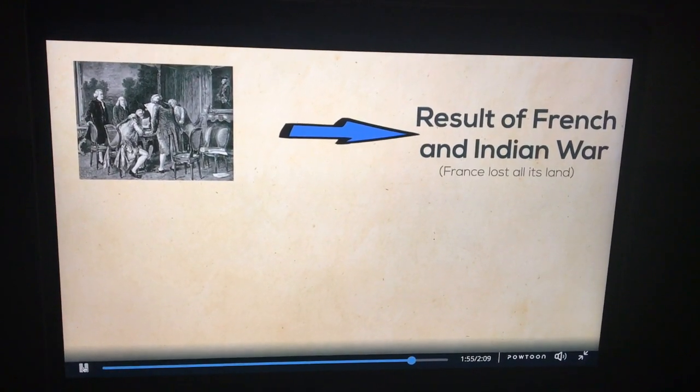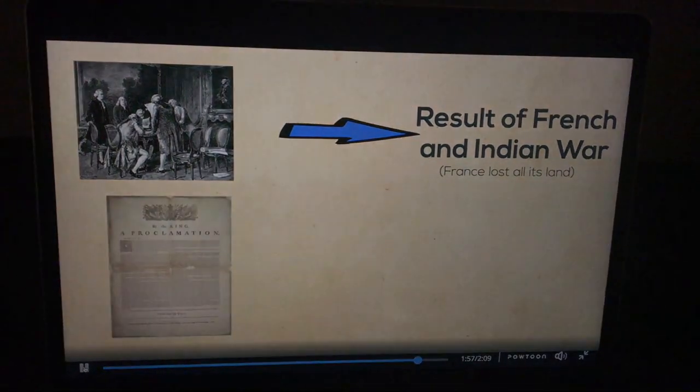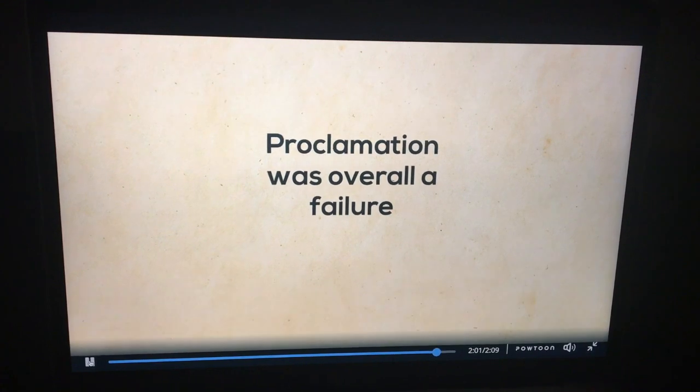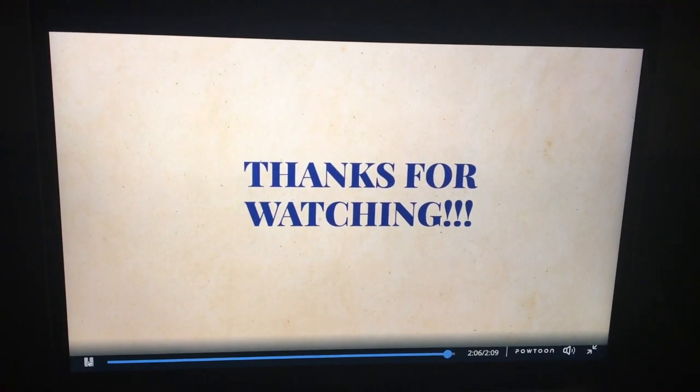The Treaty of Paris was the result of the French and Indian War. It led France to give up a lot of its land to Britain. The Proclamation of 1763 was supposed to be a way to specify circumstances between Native Americans and the colonies. However, it had different consequences than intended. And that's how the Proclamation of 1763 shaped the way North America looks today.